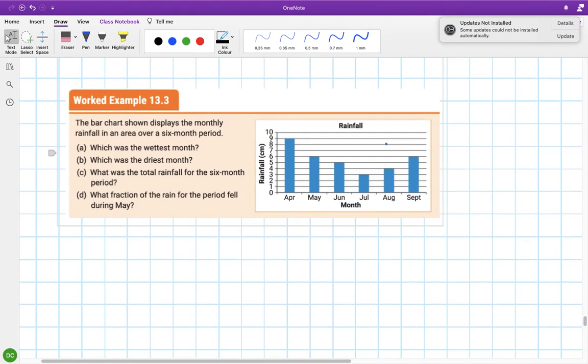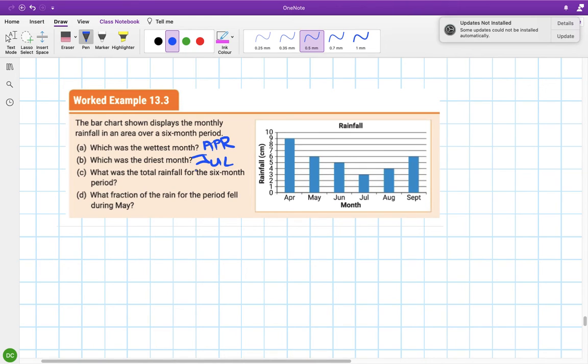Okay, and then this one is one where they've given us the bar. Generally, they're easier. Which was the wettest month? So this chart displays the monthly rainfall over a 6-month period. The wettest month has the highest bar, so it's going to be April. The driest would be July.